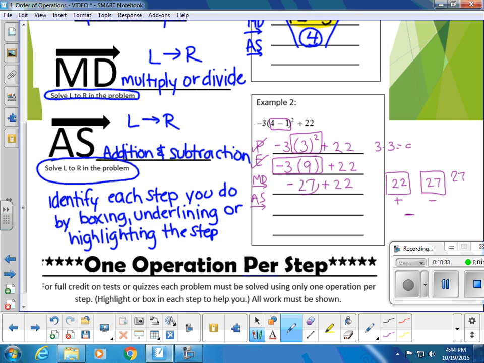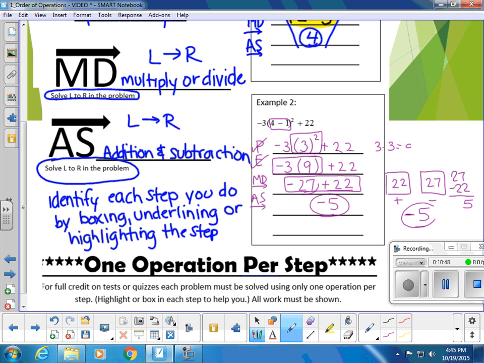Subtract 27 minus 22. That gives me 5, so my answer is going to be negative 5. Sorry, I forgot to box that. And my pepperoni at the end. So those are your two examples.